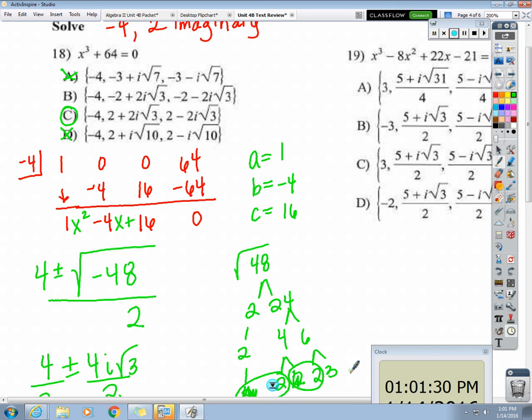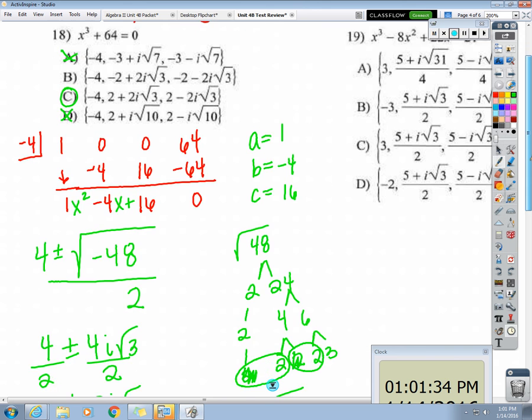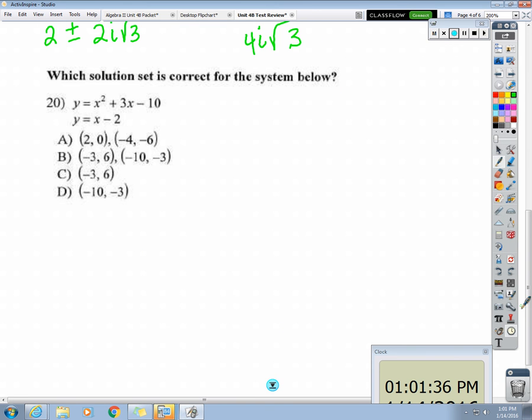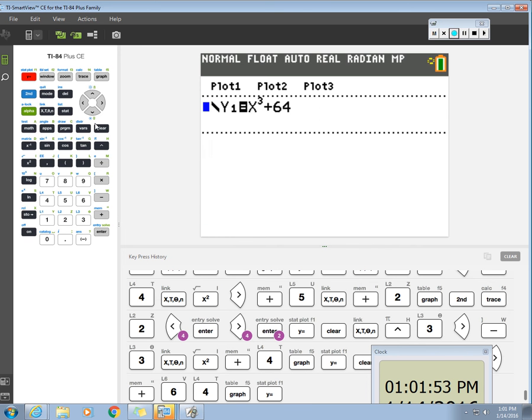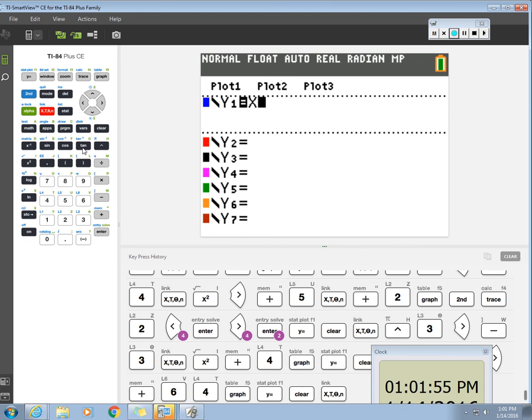Okay, I'm going to do number 20 real quick, and then we'll come back to number 19. All right, number 20, which solution set is correct for the system below? How would I do this? We would put them both in the calculator, okay? So y equals, tell me what the first equation is. X squared plus 6 root 3.